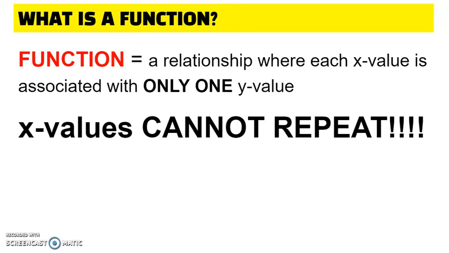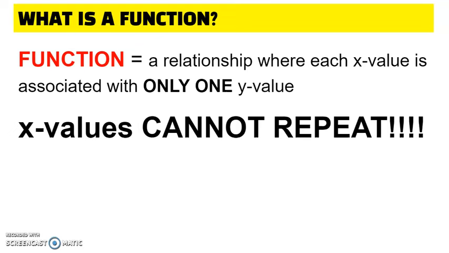So what is a function? A function is just a relationship where each x value is associated with only one y value. What that means is our x values can't repeat. Functions are: here's an input, it gives me an output. And what we're saying is that when I put one x in, it can only give me one y out. The same x can't give me multiple different y values. Each x can only have one y.